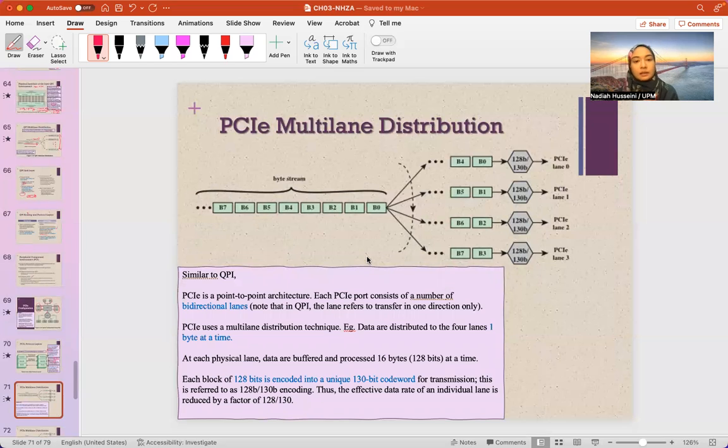And the PCI Express also uses the round robin scheme. I believe that's the name, whereby this is a byte stream. Previously in the QPI, you had the flit stream, and then they distributed into lanes. Whereas for the PCI Express, you have the byte stream and you distribute it into lanes as well.